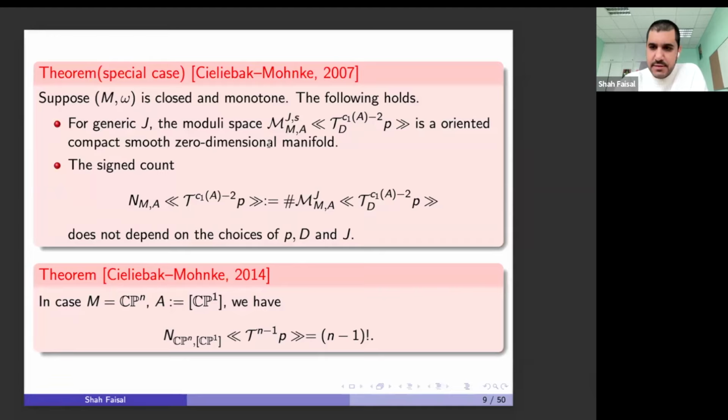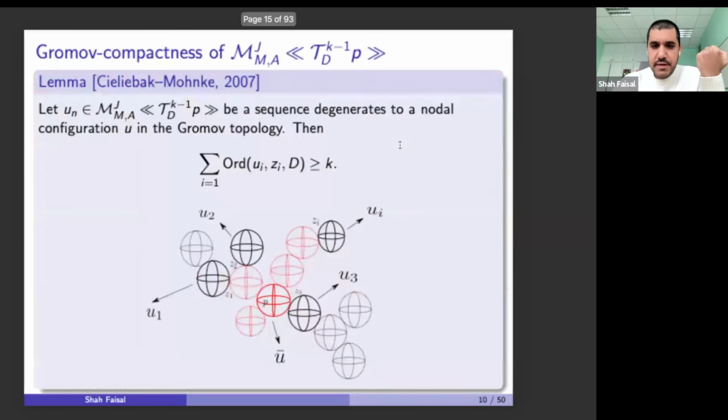To prove theorems like this, one has to understand the Gromov compactness of these moduli spaces. And in this case, it's important to understand what happens to the tangency constraint as a smooth curve degenerates to a nodal configuration. So the following lemma describes this situation.